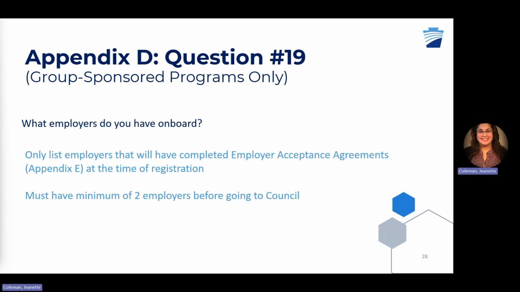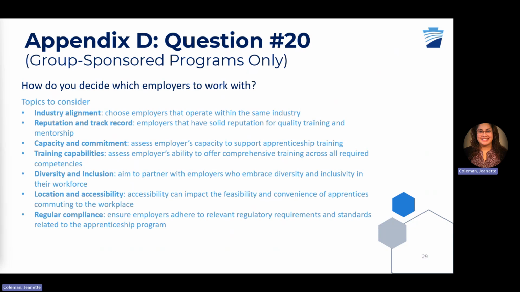And the sponsor can include additional employers after registration is complete. And the additional employers will need to complete the employer acceptance agreements and then update RAPIDS. For question 20, how do you decide which employers to work with?